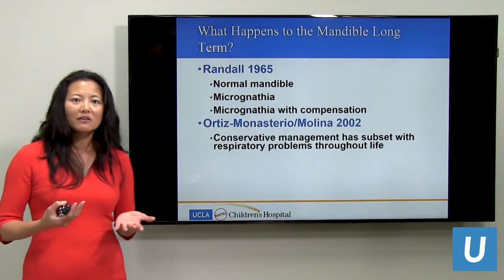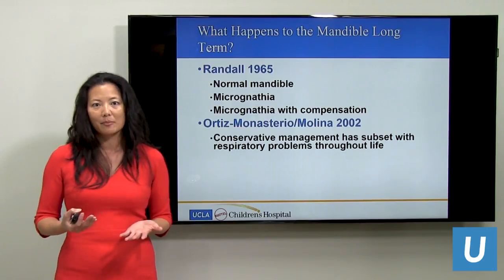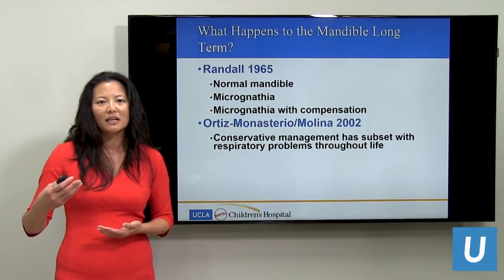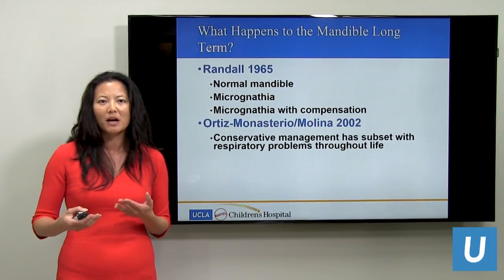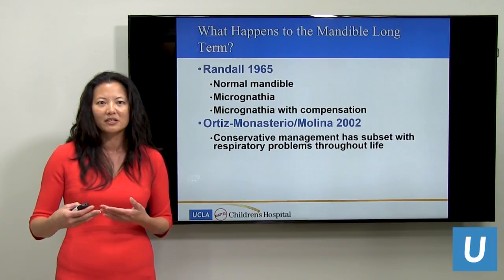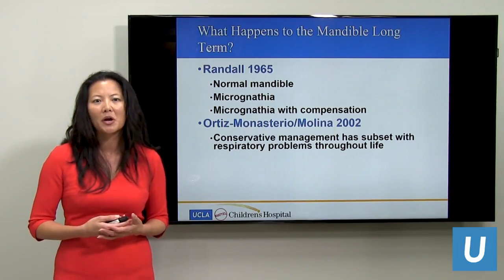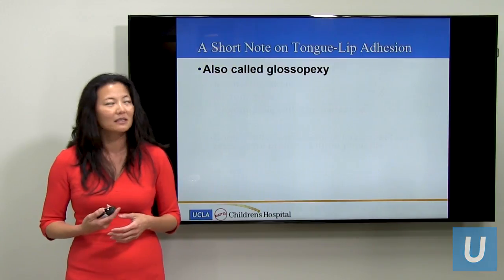Well, it turns out also, if we were to not operate on these kids, a lot of them continue to have airway issues even beyond the neonatal stage. This is probably the group that is more moderate to mild. So the mandible has some sort of intrinsic inability to grow, normally in Pierre sequence.